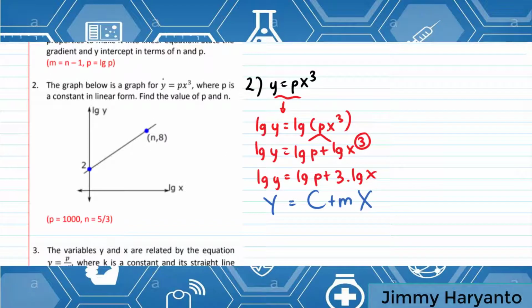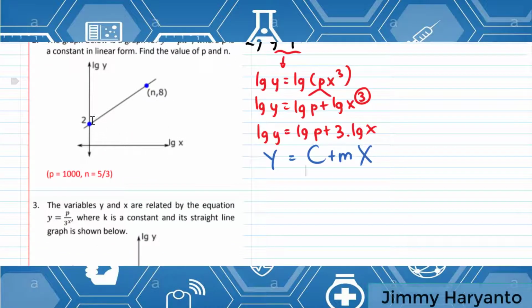Okay, and then I will have to find the n. Okay, how to do that? First we can take this point 0,2. 0,2 is y-intercept, right? So I can write y-intercept equals to 2.